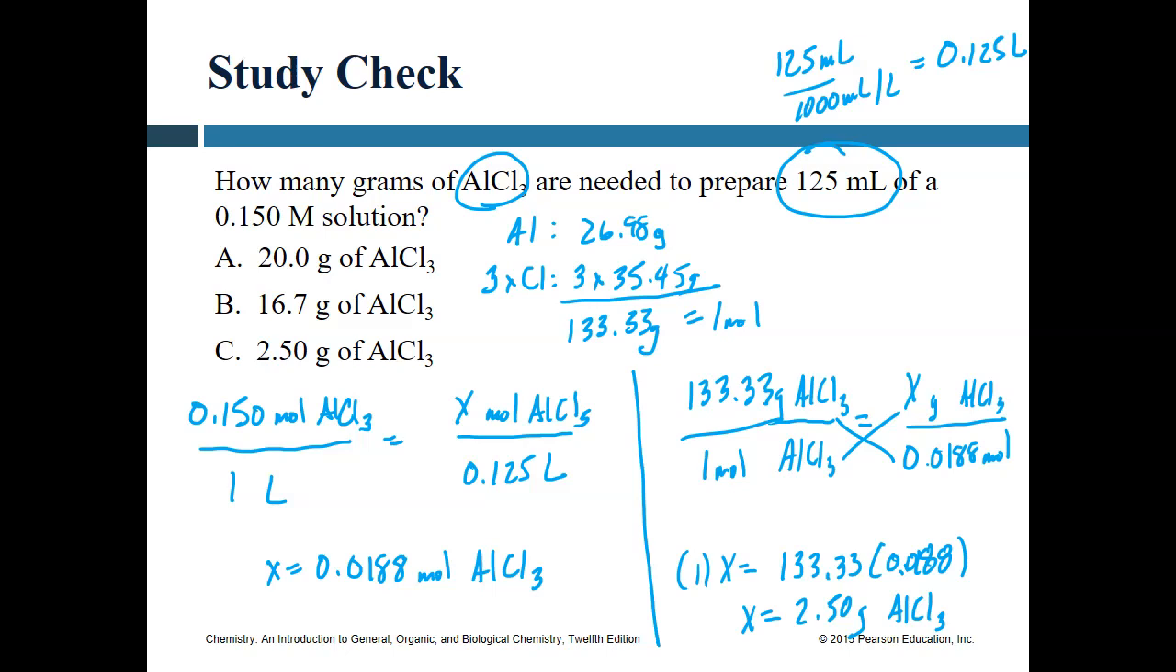In this case, set it up exactly the same way that we did the first one. Here's our known quantity, 133.33 grams for every mole. Set it up as equal to X over the number of moles that we just calculated. And once again, when we cross multiply, 1 times X means that we don't have to do any further algebra after we do the multiplication here. We get 2.50 grams of aluminum chloride, which is C.